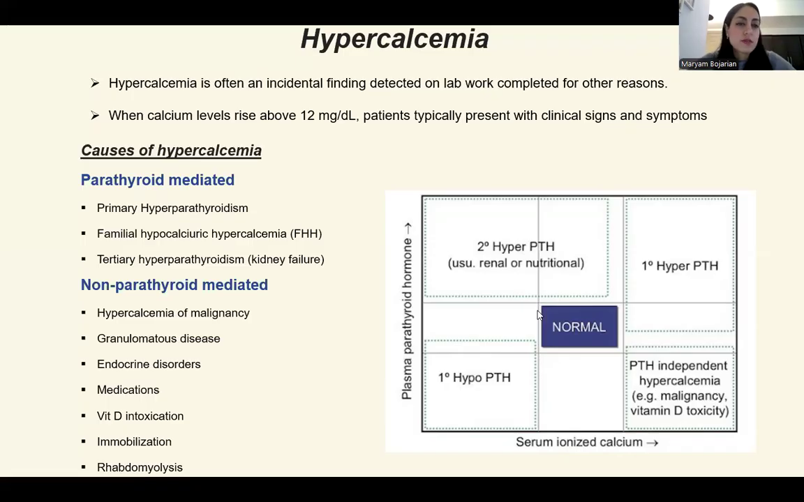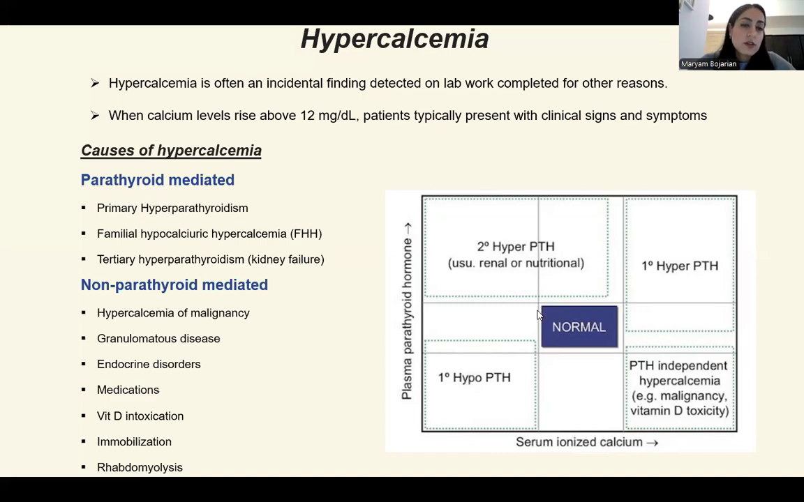The first one is parathyroid mediated. In this group, we have three differential diagnoses. The most common one is primary hyperparathyroidism. The second one is familial hypocalciuric hypercalcemia. And the third one is tertiary hyperparathyroidism, in the setting of chronic kidney disease.